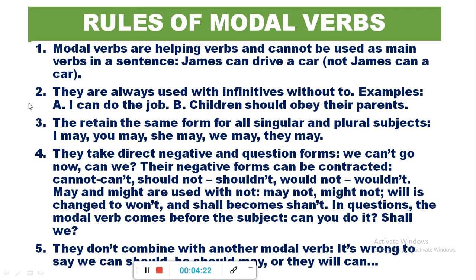Number 2, they are always used with infinitives without to. When we use them with the base verb, the main verb drive is in its base form, all right? And we cannot say James can drove, or James can driving, or James can driven. It's only the base form, drive. James can drive. If we are using the verb sing, James can sing. We can't say James can sang. James can write, and we cannot say James can wrote or James can written. So they are always used with infinitives without to.